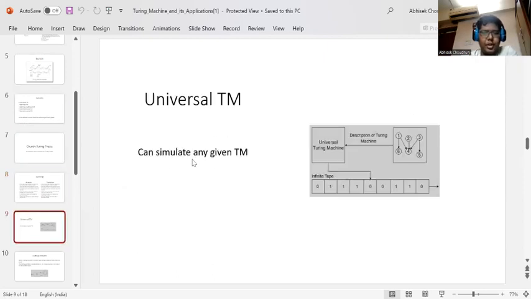Universal Turing machine. So this is a Turing machine which can simulate any given Turing machine. So we will give the description of our Turing machine to the universal Turing machine, and then the input will be given, and then this universal Turing machine will imitate the Turing machine whose description we gave it.